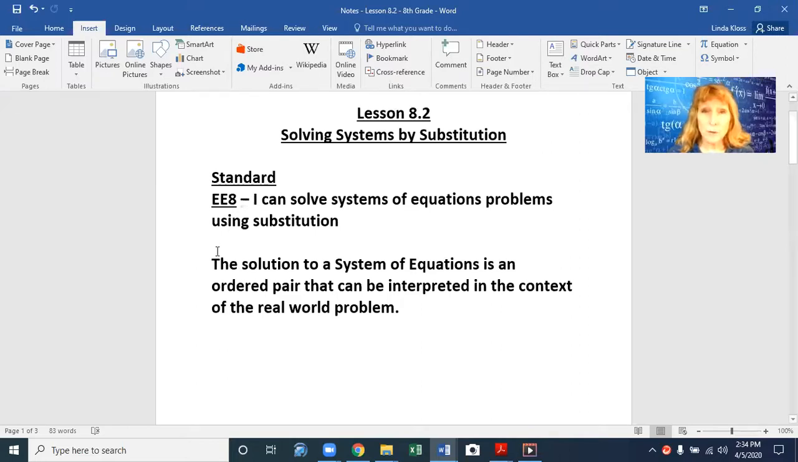And I just want you to remember that the solution to a system of equations is an ordered pair that can be interpreted in a real-world context. So the x will represent something and the y will represent something. So I'm going to go under the document camera to do page 240, so I'll see you there in a moment.